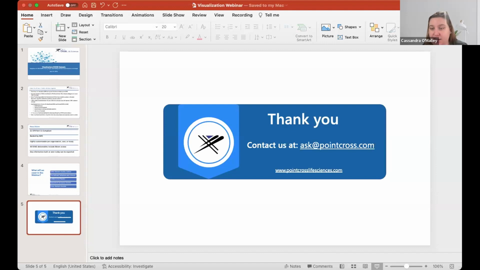In our next session, there will be a third one. We are going to be going over cross-study analysis and repository information, and we might dive a little bit more into the cross-domain analysis with some more in-depth.